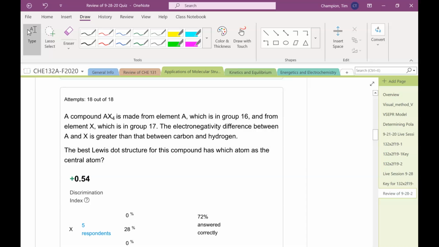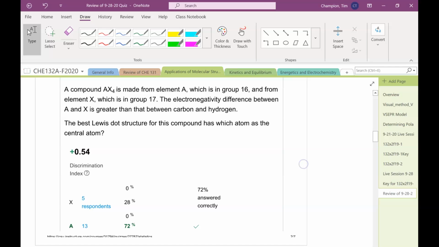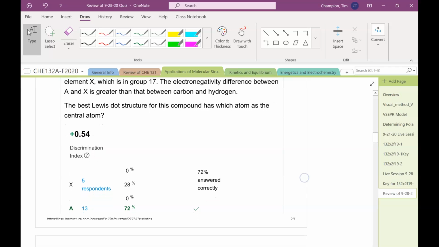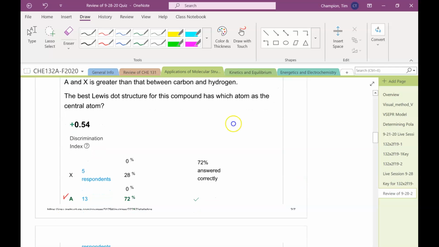The next thing we'd have to do is figure out which one's going to be the central atom. So group 16 versus group 17, that means probably the symmetry is going to favor A, and probably the electronegativity difference is also going to favor A. So 72% of you got that, so that's good.